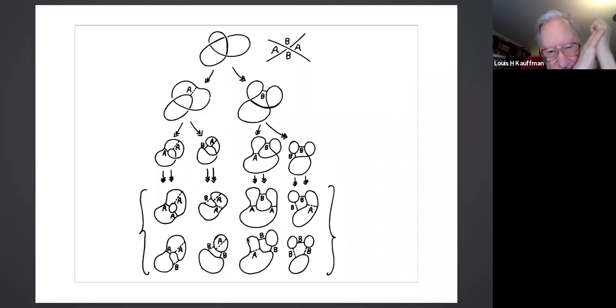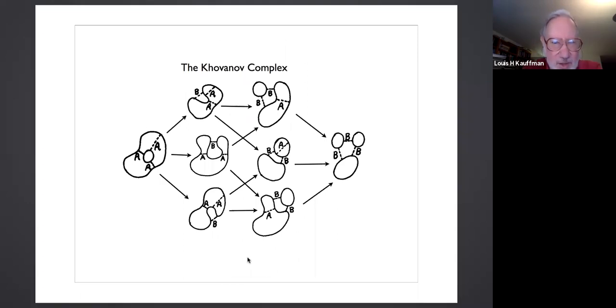Each one is contributing what it contributes. For example, this one contributes A squared B. I'm going to normalize it so that a single loop is just 1, but 2 loops will give me the delta. At least I usually normalize that way. So the unknot has 1 for its value. Each of these contributes and you can add up and get the polynomial. It's worth mentioning that a little reorganization of these states is very important, and we'll come back to it. The reorganization is sometimes called the Khovanov complex or the Khovanov category.